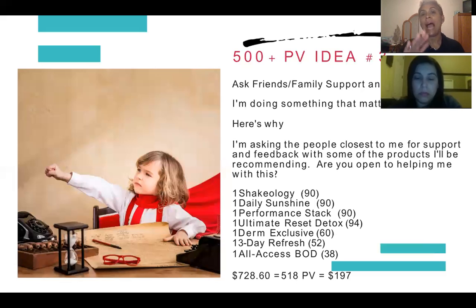So when we add all these PVs for all these products, it comes up to 518 PVs for the month. And that equals a total sale of $728.60, which equals $197 for the month. And by the way, you get 25% off of everything, with the exception of the All Access BOD, where we get 40% off. So not too shabby, guys, right?